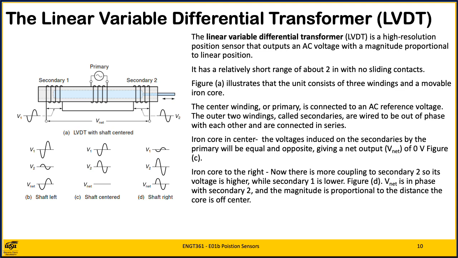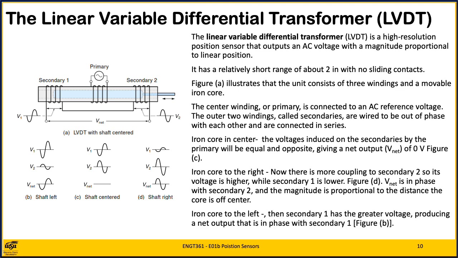Consider what happens when the core is moved a little to the right. Now there is more coupling to the secondary 2, so its voltage is higher, while secondary 1 is lower. Figure D illustrates the waveforms of this situation. The algebraic sum of the 2 secondaries is in phase with secondary 2, and the magnitude is proportional to the distance the core is off center.